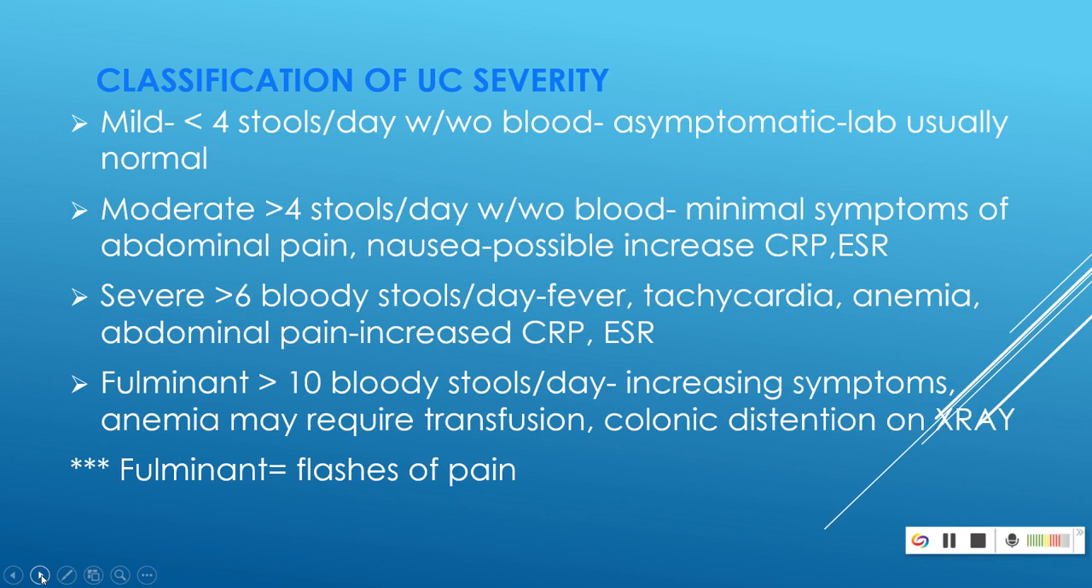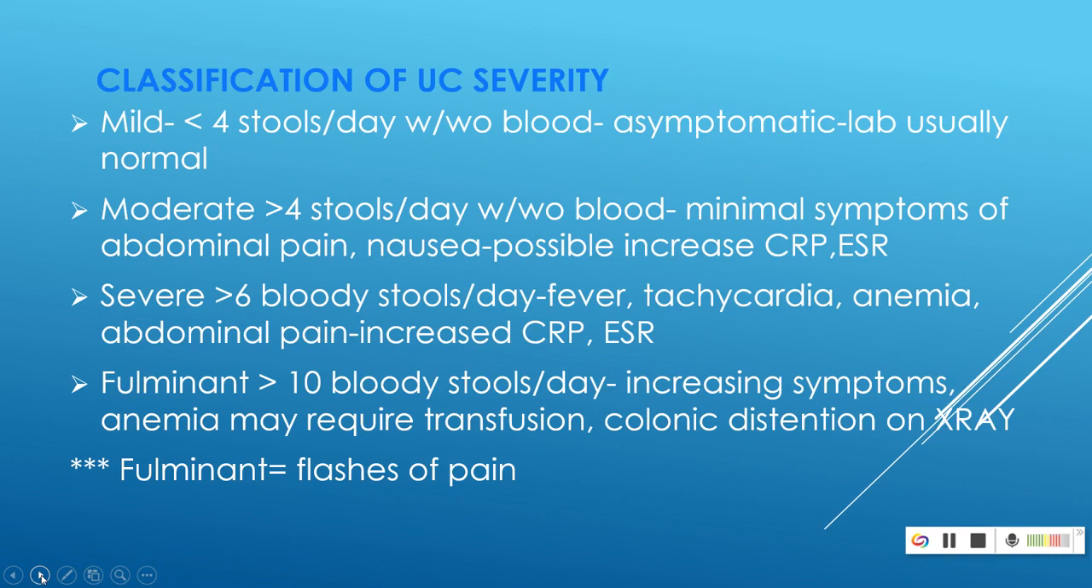Severe would be greater than 6 bloody stools a day. Start running fever because the inflammation process has been going on longer, possibly over a larger surface area. Going to start seeing the tachycardia. Why are we seeing tachycardia? Because we're having greater than 6 bloody stools a day. We're losing that volume. So that's going to make the heart rate go up. Anemia, we're losing blood. It said bloody stools, so we're losing blood, so we're having some anemia issues. Abdominal pain. The CRP and ESR would be even more increased because we've had more time for inflammation to be developing, plus it could be covering a larger area, surface area.